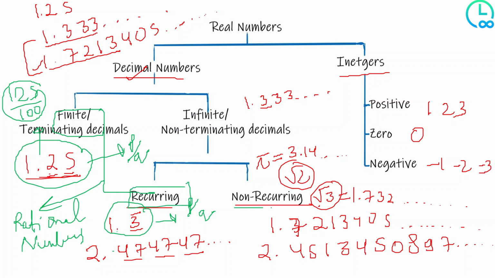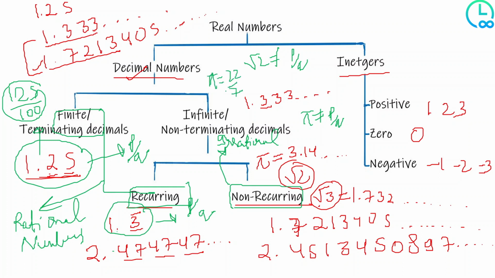Whereas non-recurring numbers are called irrational numbers. These are the numbers that you cannot convert into p by q form. You cannot convert root 2 into some p by q form. You cannot convert pi into some p by q form. I know you guys know that pi equals 22 by 7, but this is not the exact value. This is an approximation. Remember this: pi is an irrational number and 22 by 7 is not its form. This is an approximation.